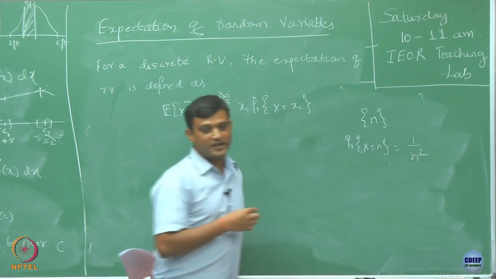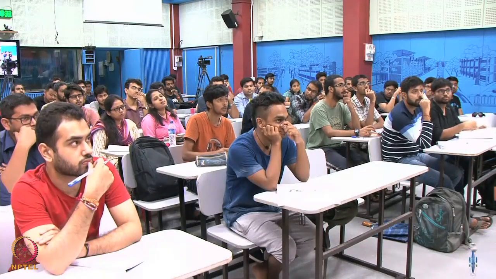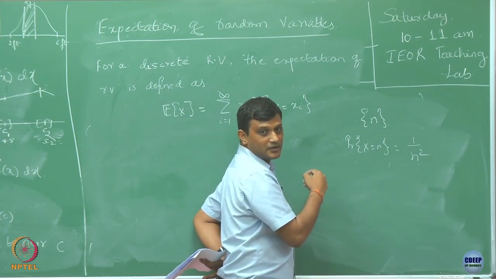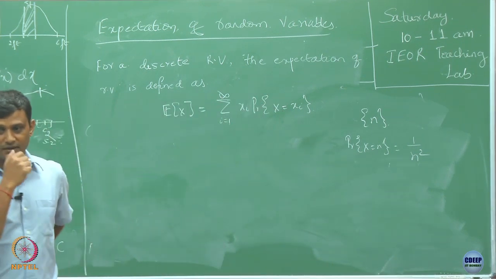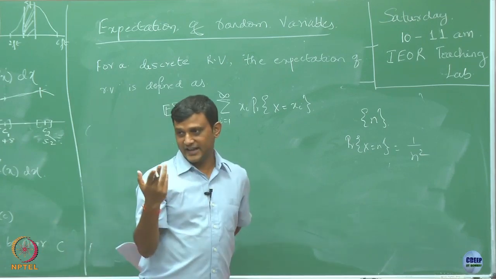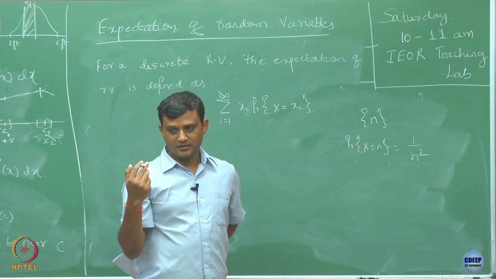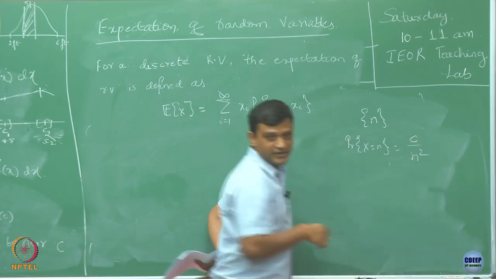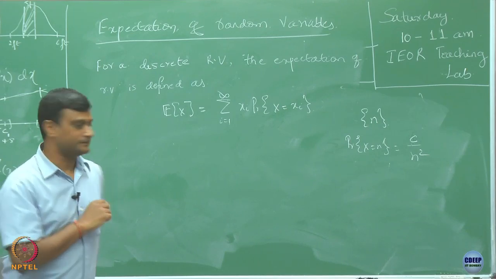So will it make a probability mass function? No, but if you sum it over n, it has to add up to 1, right? So we can appropriately scale it. That scaling happens to be pi square by 6. So I will just write that as a constant. You can come up with a constant so that this will make it a probability mass function.